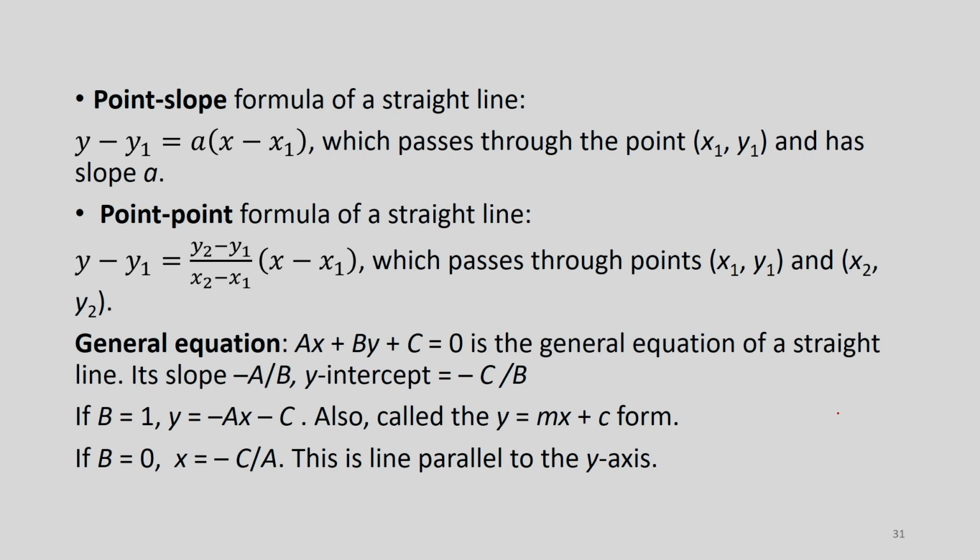Okay, so, there are some formulas of straight line. The first formula we are going to talk about is what is called the point slope formula of a straight line, and this is given by y minus y1 is equal to a multiplied by x minus x1. This line passes through the point x1, y1 and has a slope of small a. So, if we know the slope of a straight line which is given by a and we know that it passes through a particular point x1, y1, then we can find out the equation of that straight line.